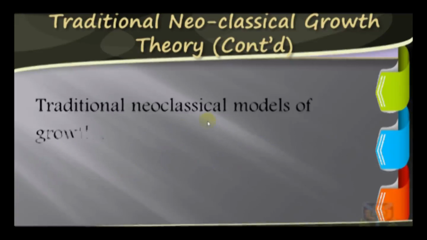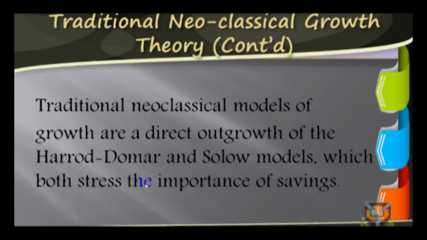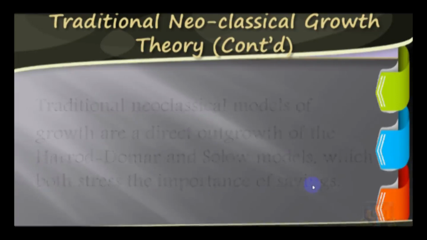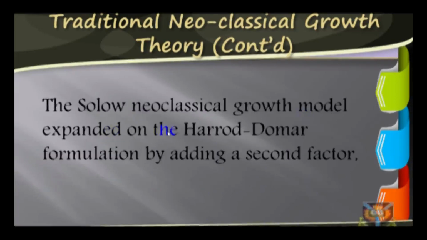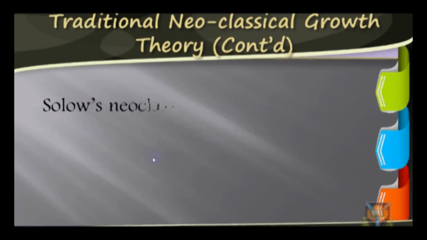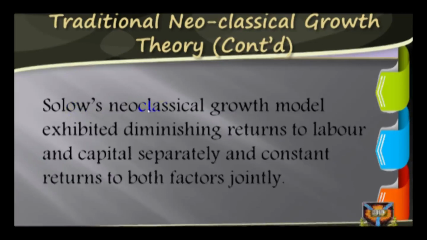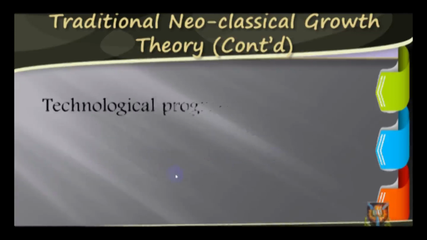Traditional neoclassical models of growth are a direct outgrowth of the Harrod-Domar and Solow models, which both stress the importance of savings. The Solow neoclassical growth model expanded on the Harrod-Domar formulation by adding a second factor, labor, and introducing a third independent variable, technology, to the growth equation. Unlike the fixed coefficient, constant returns to scale assumptions of the Harrod-Domar model, Solow's neoclassical growth model exhibited diminishing returns to labor and capital separately and constant returns to both factors jointly.